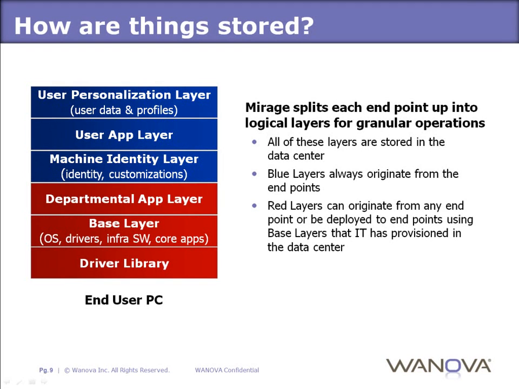The reason Mirage splits up each endpoint into logical layers before centralization is simply to empower IT to perform more granular fix capabilities. For example, IT can now fix a broken application in the base layer without affecting anything in the blue layers. Or similarly, if a user gets a virus, IT can clean the user app layer without changing the base layer, and so on and so forth.